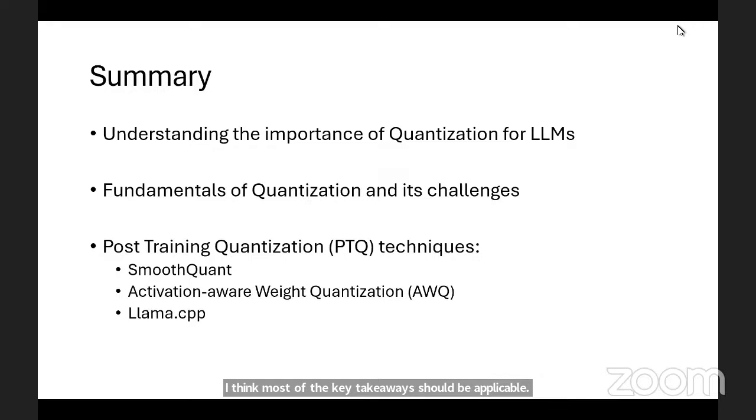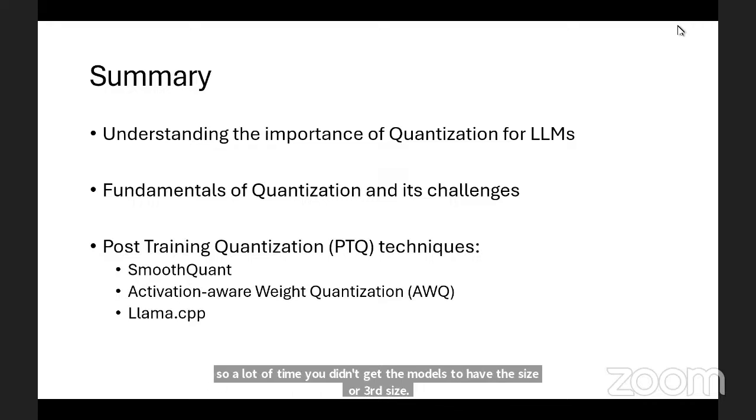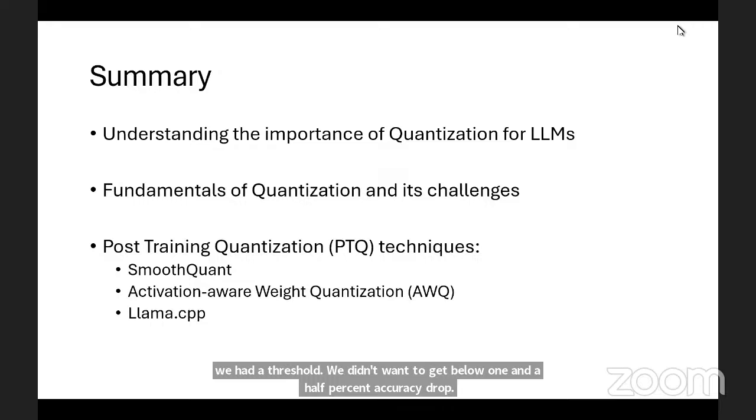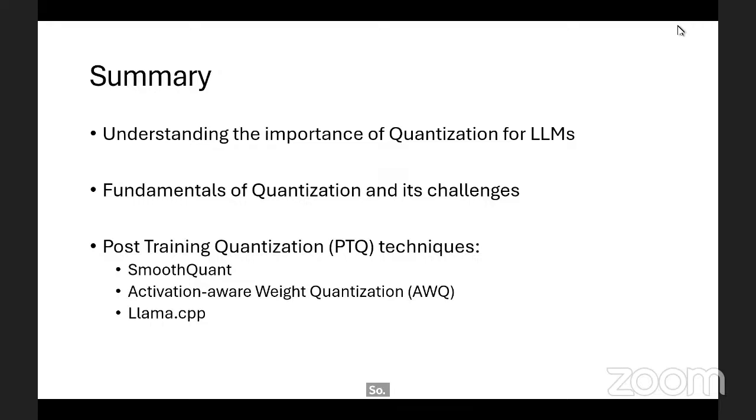From 2019 to 22, my team was doing a lot of quantization on vision models. A lot of times we cut the models to half the size or a third the size. And we had a threshold: we didn't want to get below a 1.5% accuracy drop. That's what was common in that year range.